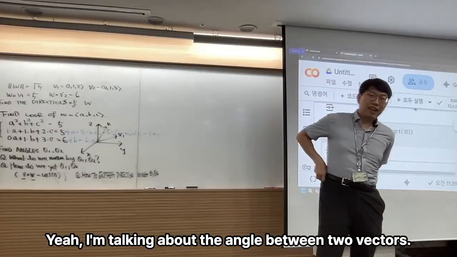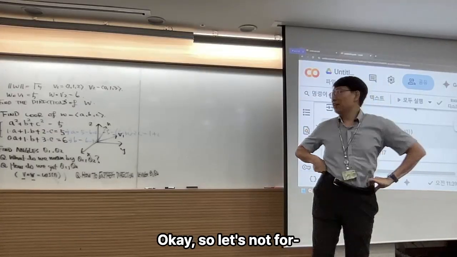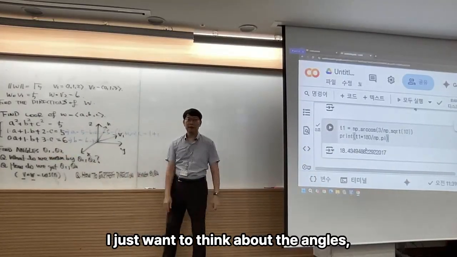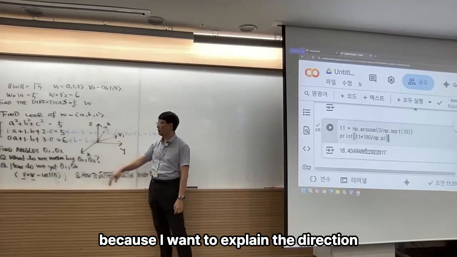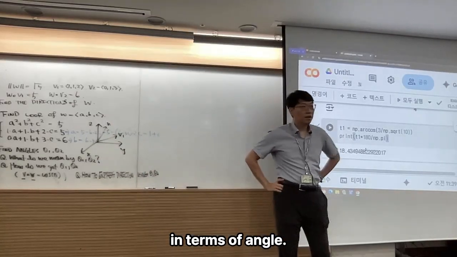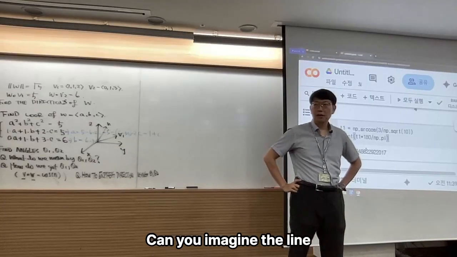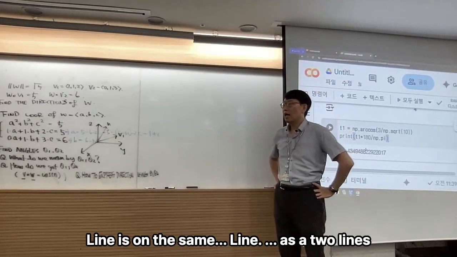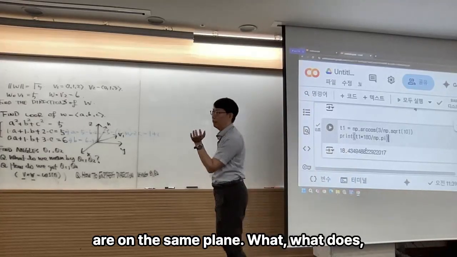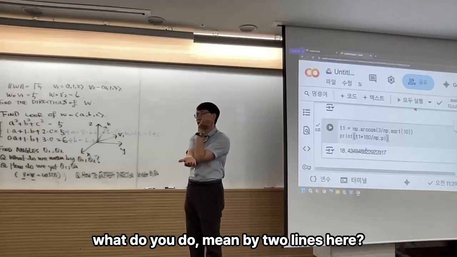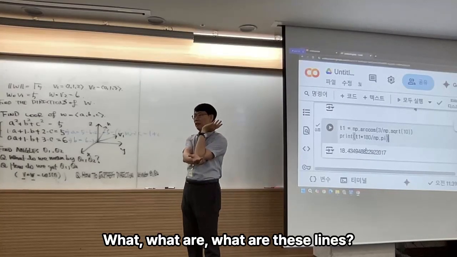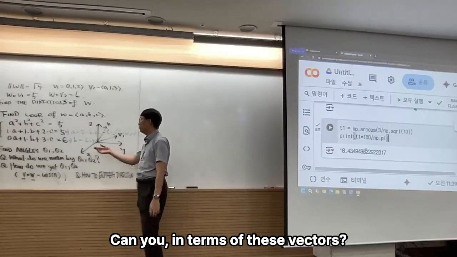I'm talking about the angle between two vectors. Let's not think about the conditions here. I just want to think about the angles, because I want to explain the direction in terms of angle. Imagine two lines on the same plane. What do you mean by two lines here? What are these lines in terms of these vectors?